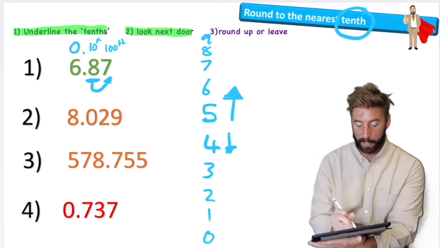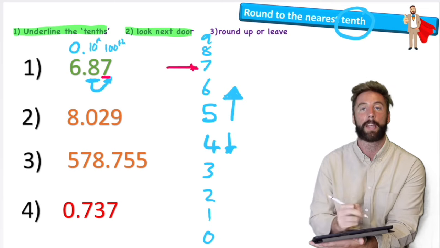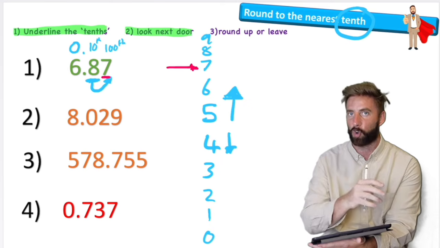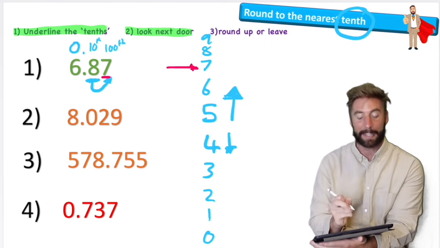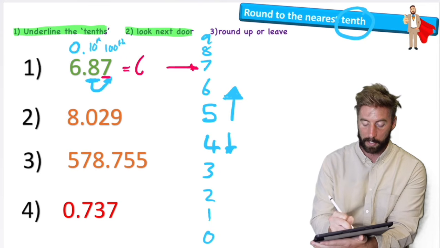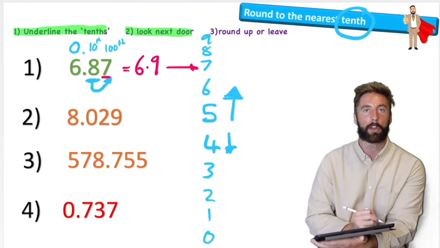And now looking at this 7 that we saw next door, I can see that it's here, which would be greater than 5. So therefore, 5 or more, let it soar. So I'm going to round this 8 up to a 9. And my answer would become 6.9. The 7 made our 8 become a 9.